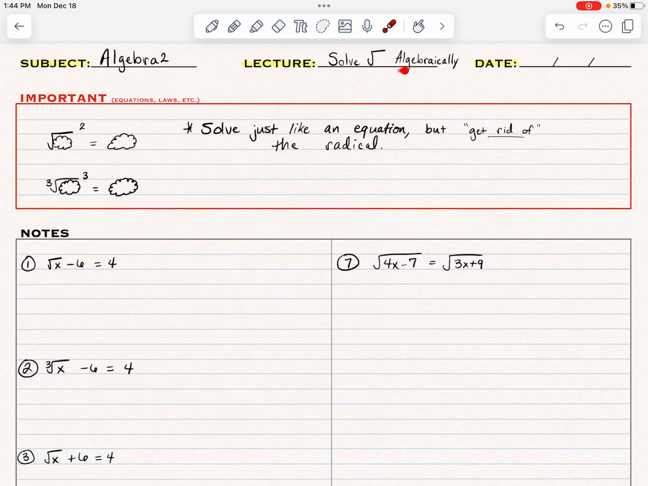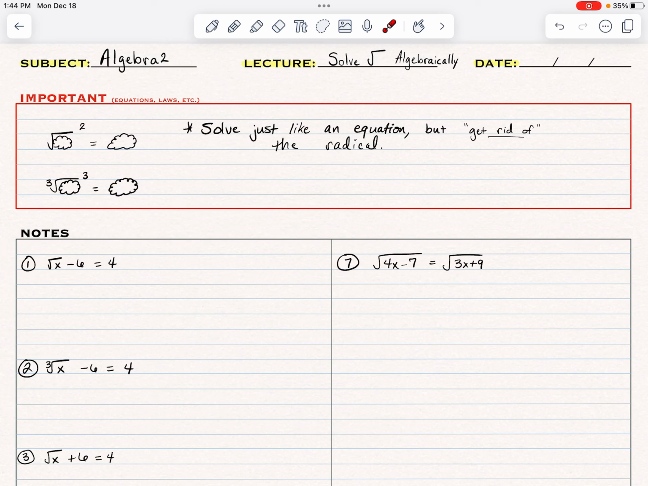For today's lesson, we're going to be looking at solving square root equations algebraically. So in order to do this, we need to remember these important rules: if we square a square root, we get what's under the square root sign as the answer. And the same goes for a cube. So if we have a cubed root raised to the third power, then whatever's under the radical is what we get.